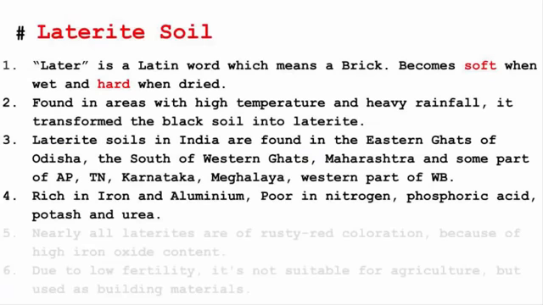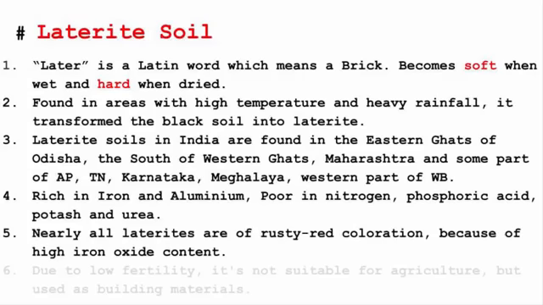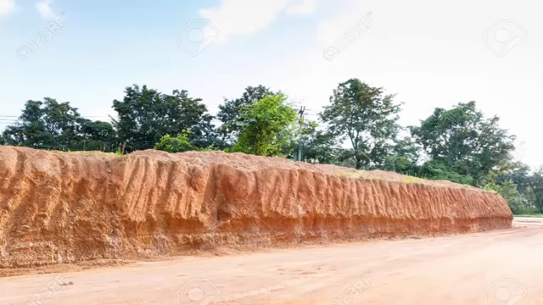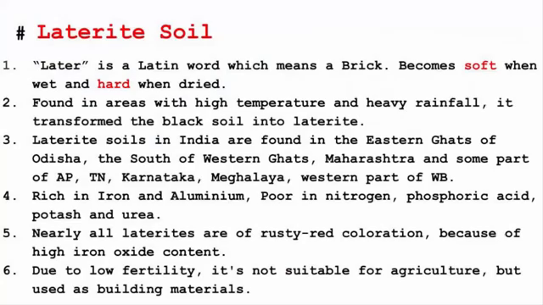So this soil is rich in iron and aluminium and poor in nitrogen, phosphoric acid, potash and urea. So you see most of the good content is missing. So it is very difficult to grow anything on this. And all laterites are of rusty red color because of high iron oxide content. And this is the obvious part. If a soil is poor in nitrogen, phosphoric acid, potash and urea, then it is bound to be less fertile, then it is not suitable for agriculture but used as building materials like bricks. With this we have come to an end of laterite soil. Let's move on to the next one.